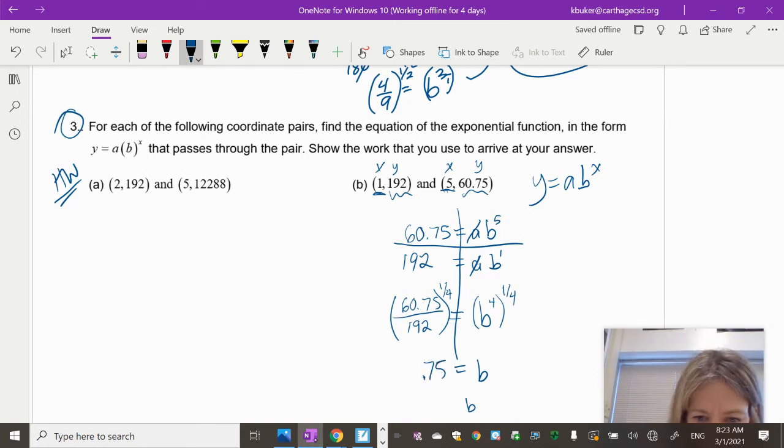So it's nice to make sense of your answer and make sure that you're on the right track. Like I said, I knew that my values were decreasing as my x was increasing, so I knew my b value had to be less than 1, and it kind of flagged a mistake for me.